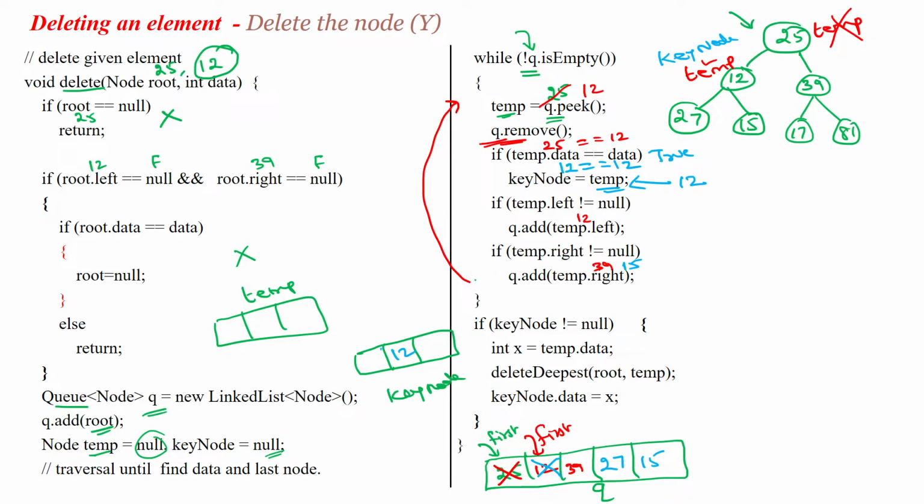So then again we are going back. Q is not empty. Yes, Q is not empty. 39. So 39 is the value now.